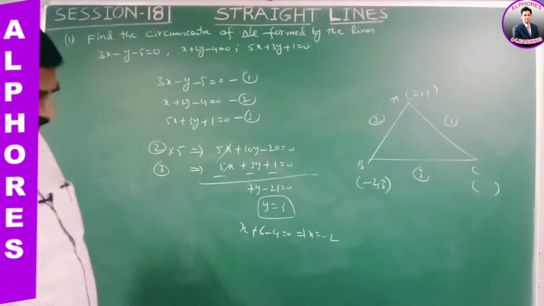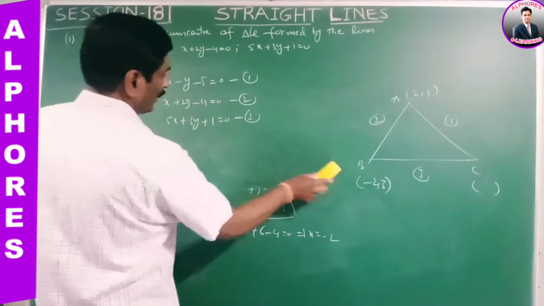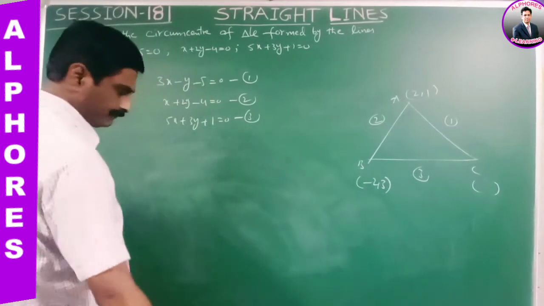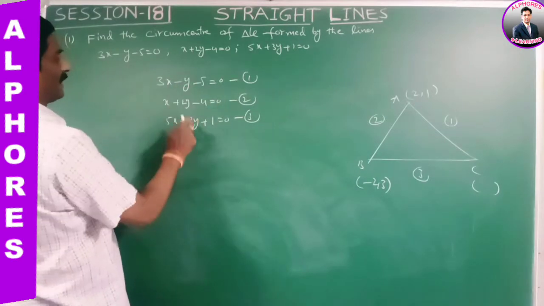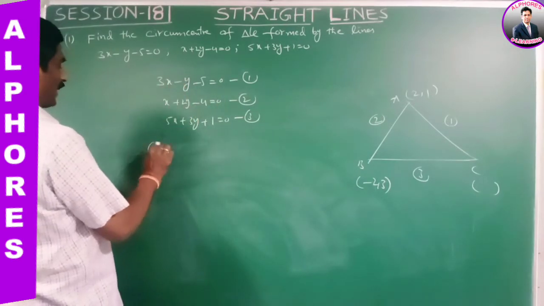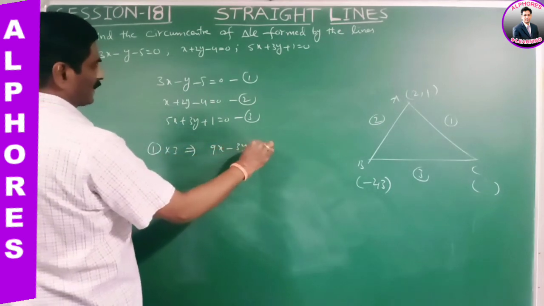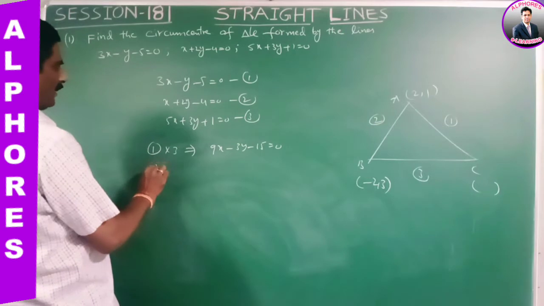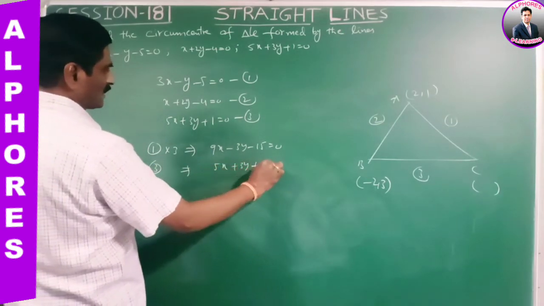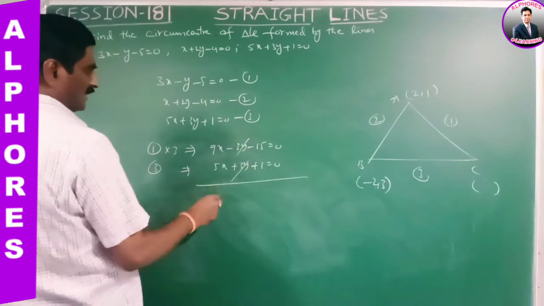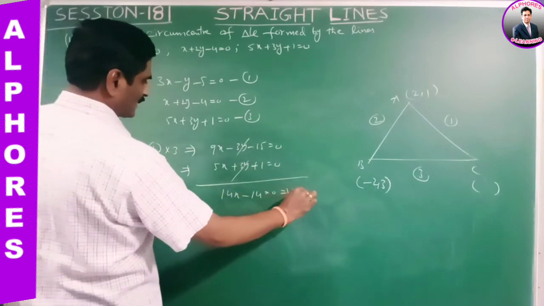Okay. Next, by solving 1 and 3, we get C. By solving the lines 1 and 3, eliminate y. That means first equation into 3. Elimination method: 9x minus 3y minus 15 equals 0. Next, the third equation is 5x plus 3y plus 1 equals 0. By adding, 3y cancels: 14x minus 14 equals 0. That means x equals 1.